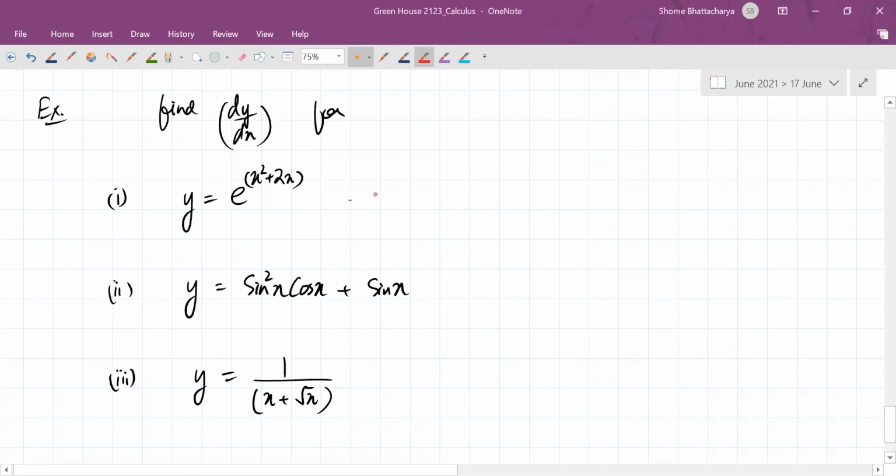Okay, so I'm giving the answer for the first part. I'll work out the steps also later. You should get this as, you can just write it as this. Okay.